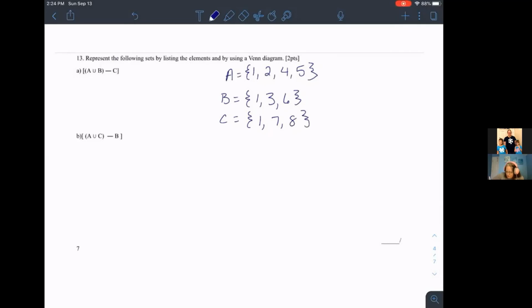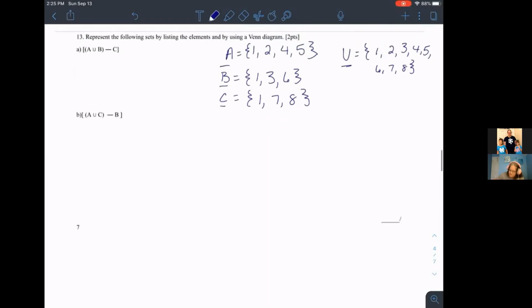And then U, the universal set for all of these, is going to be equal to 1, 2, 3, 4, 5, 6, 7, and 8. So the universal set has all of the ones that are included. We're going to draw this as a Venn diagram.